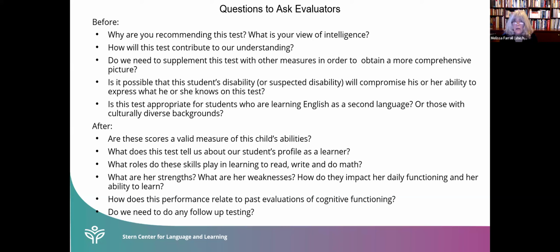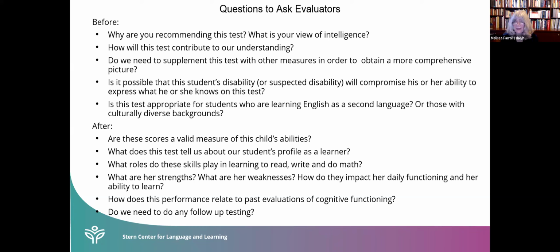Okay. So I thought it might be helpful if I pulled out a few questions you could think about asking evaluators. Like, why are we using this test? What is your view of intelligence? How will this test help us understand this kid better? I think that's a really important thing. And do we need to supplement this test with other measures in order to get a more comprehensive picture? Is what you're doing giving us a comprehensive view of this child?